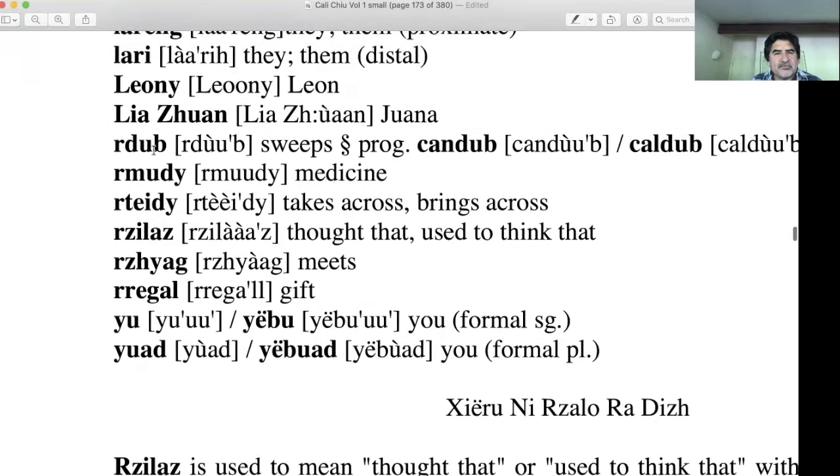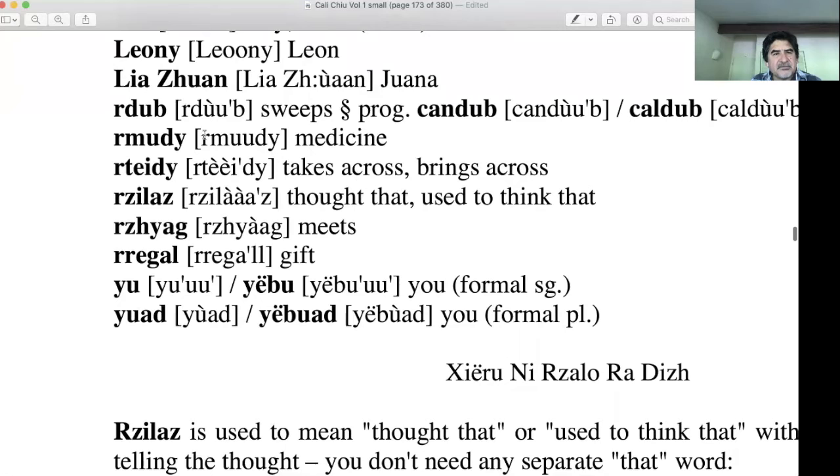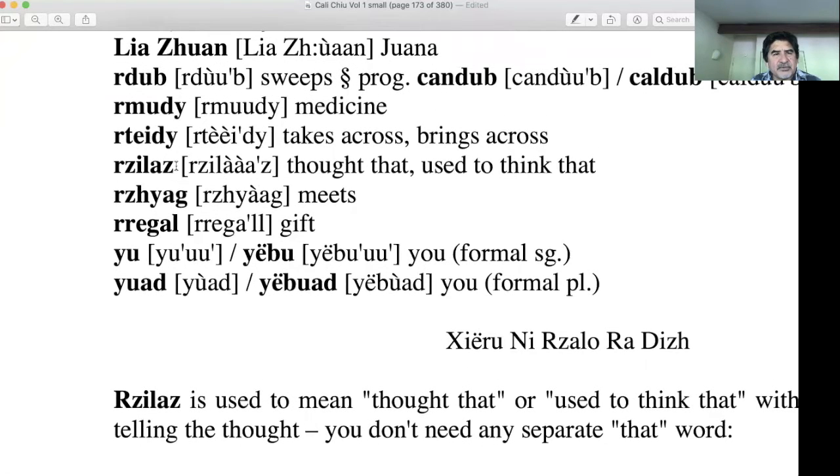Sweeps. That's an irregular verb, and we talked about it also, I think, in the previous lesson. So this one is rdub. Sweeps. Rdub. The progressive is kandub or kaldub. Next, remove. Remove. Two plain vowels. Takes across, brings across. State. Very creaky, right? State.